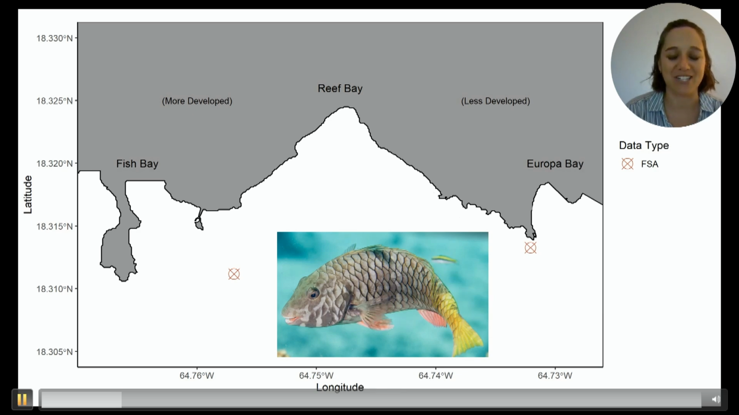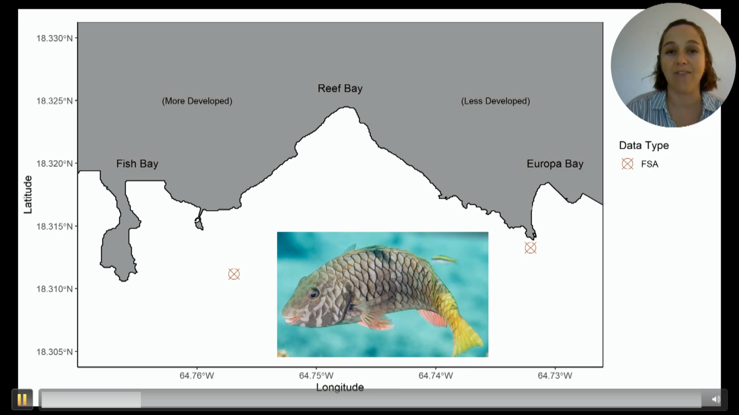yellowtail parrotfish spawning aggregations. For those of you who might not know, yellowtail parrotfish are weirdos. In the initial phase, males and females undergo almost daily migrations to their spawning aggregation sites, and they show a shocking level of site fidelity to their aggregations.